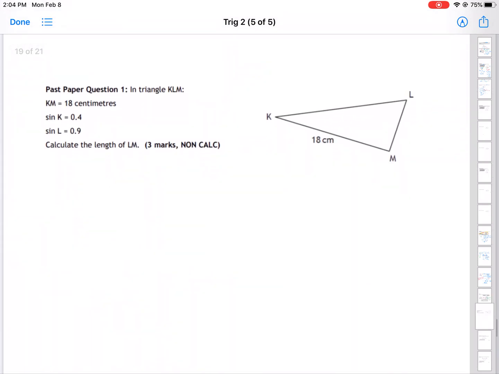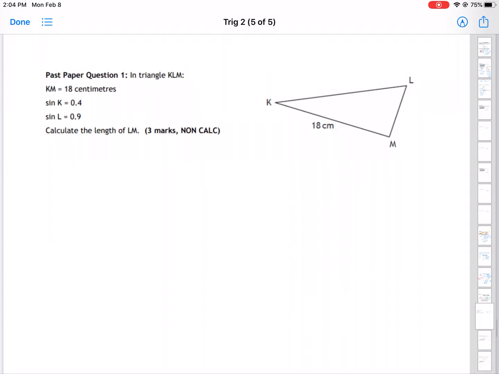Now we're on to the past paper questions here. This is a non-calculator past paper question, and the good thing about non-calculator questions is that they give you a lot of help. So this is telling you sine K and sine L are equal to set numbers. Therefore we know we're using the sine rule. We can't use the cosine rule with having sines included in it.